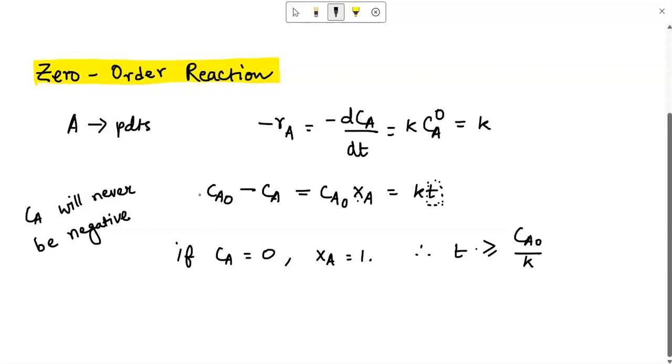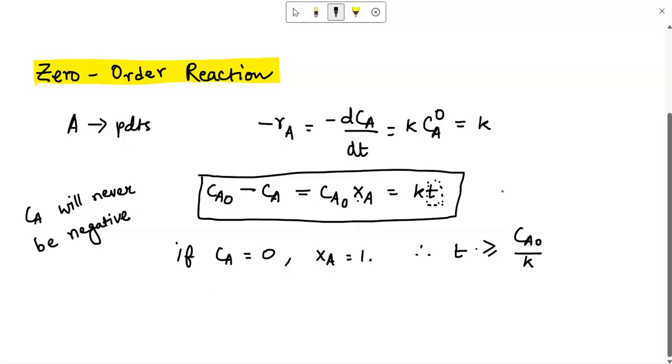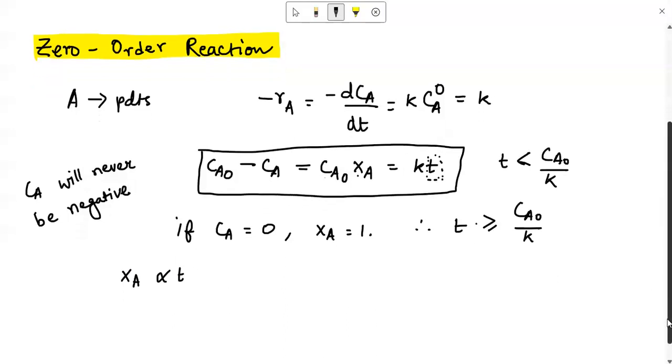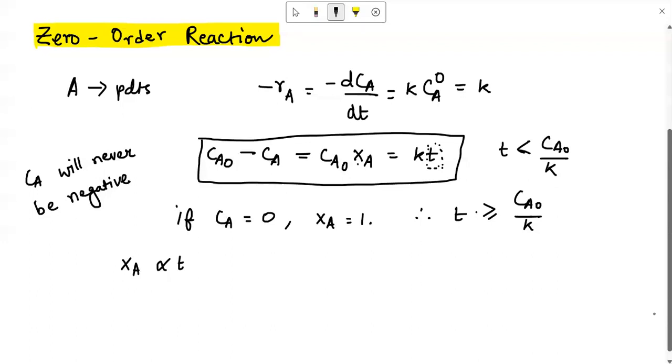So this equation is valid for times which are less than CA0 by k. For a time which is equivalent to or greater than CA0 by k, CA goes to 0 and we have 100% conversion. This also means that conversion is proportional to time. This is another observation that you should know, that conversion of the raw material is proportional to time.